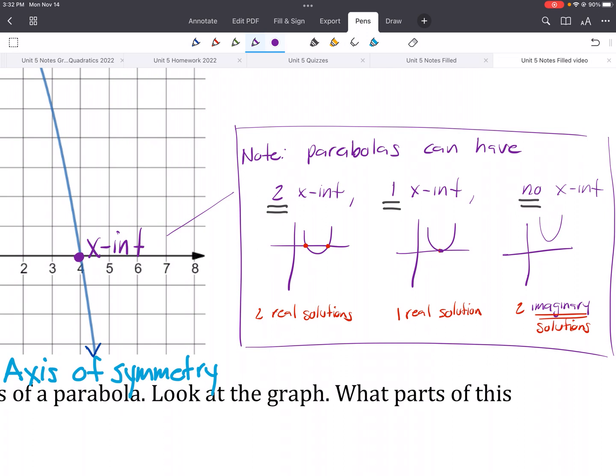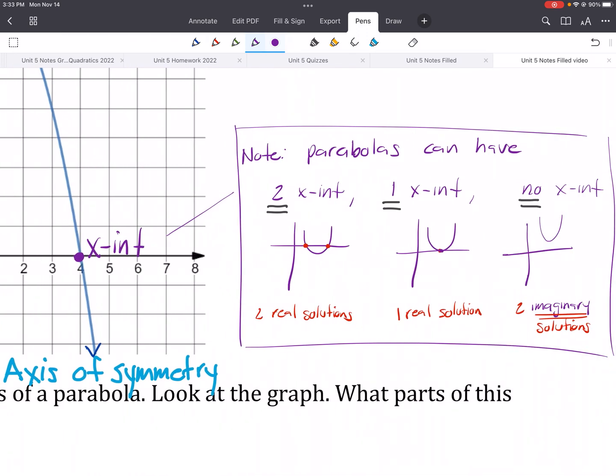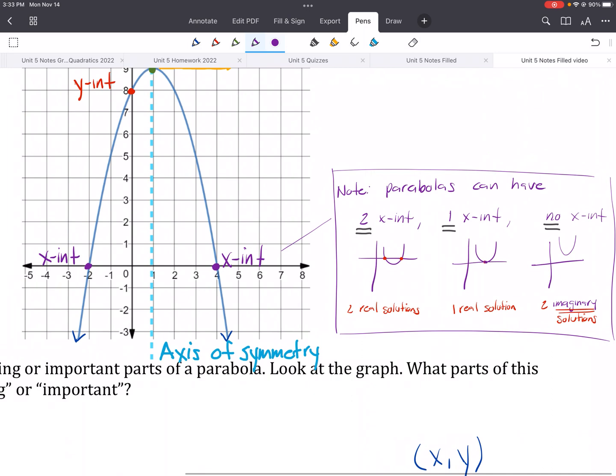One thing to be aware of, since last unit we talked about solving, is that this is where we get real and imaginary solutions. We get 2 real solutions if it crosses the x-axis twice. We get 1 real solution if it touches one time at what's called the vertex. If you were to solve that equation, you would have 2 solutions, but they would be the same. And then we have imaginary solutions when we have no x-intercepts. That's something you could note down and remember.